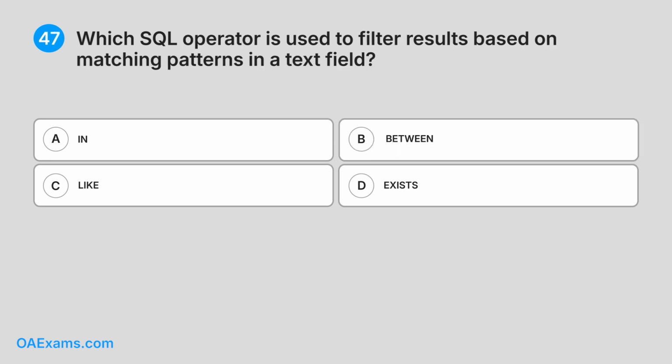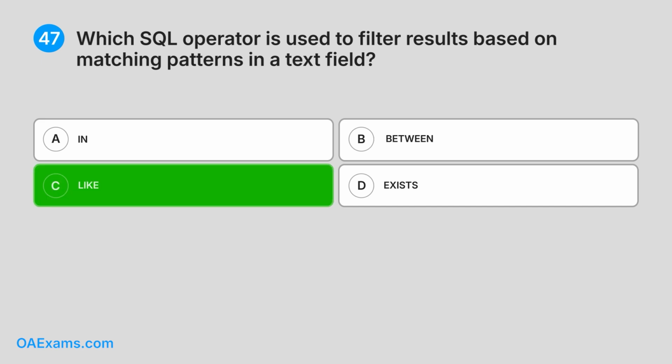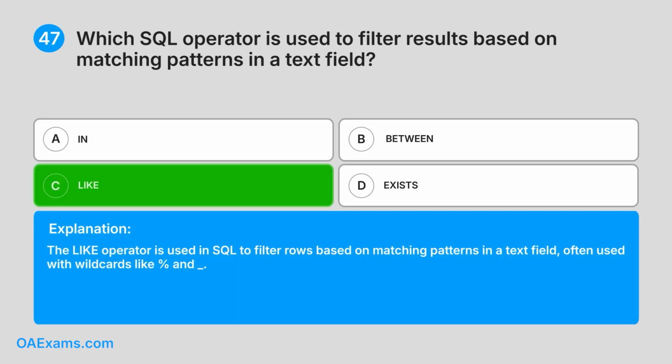47. Which SQL operator is used to filter results based on matching patterns in a text field? A. In. B. Between. C. Like. D. Exists. Do you know the answer? Correct answer. C. Like. Explanation. The like operator is used in SQL to filter rows based on matching patterns in a text field, often used with wildcards like % and underscore.